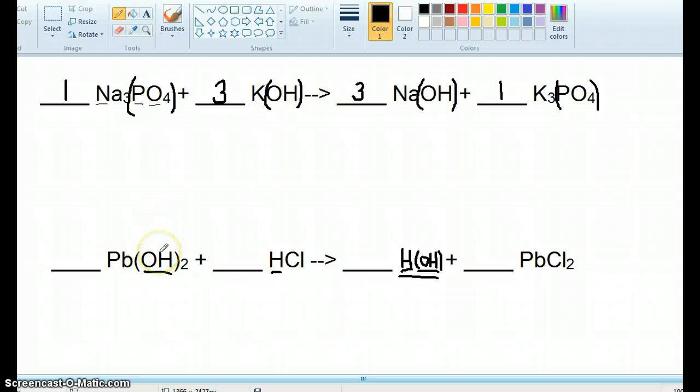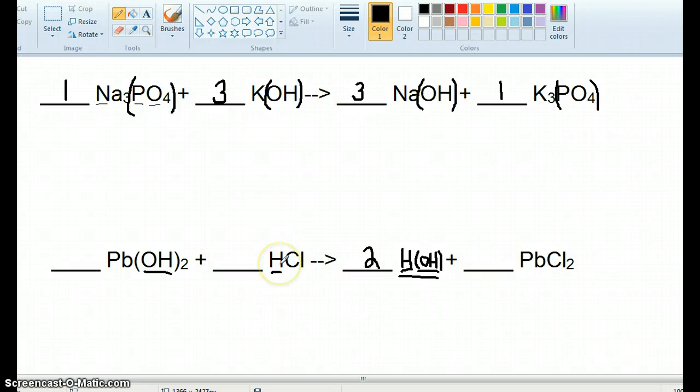But I have two hydroxides on the left, and I only have one on the right. So I'm going to have to add a coefficient. I want my numbers to be equal, so I'm going to add a 2. So I've added my 2 over here, so now I have 2 hydrogens and 2 hydroxides.